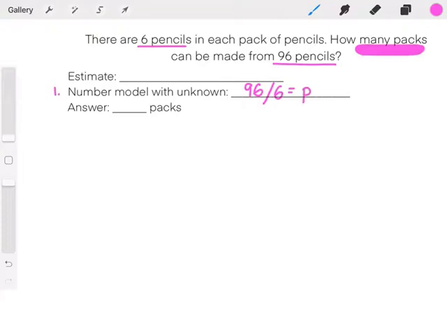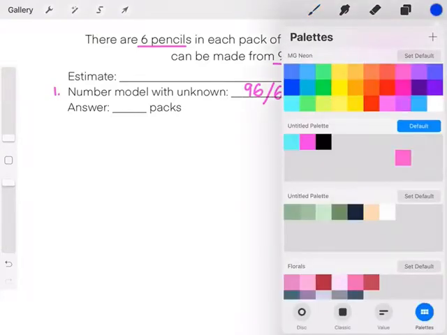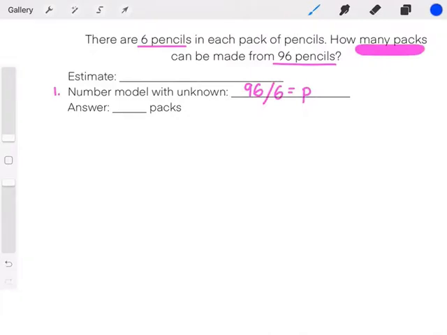Now let's estimate. What could be a good estimation that's close to 96 divided by 6? Something that you can easily do in your head. Remember, multiples of 10s are much easier to do in your head than a different number. So I'm actually going to estimate 100 divided by 5. Okay, that's going to be my estimation. And we know that 100 divided by 5 is 20.